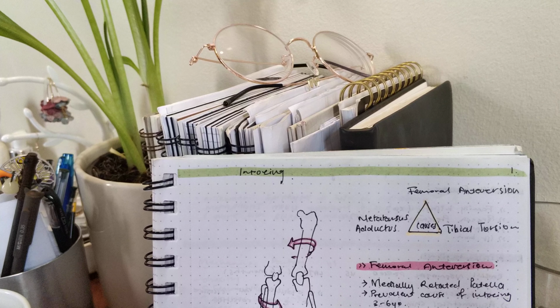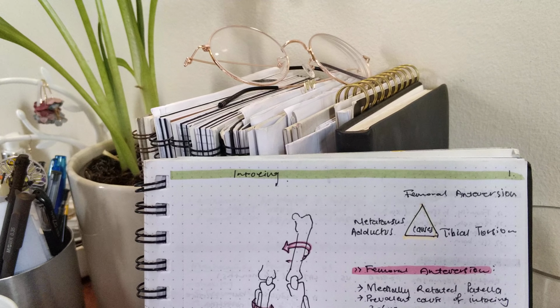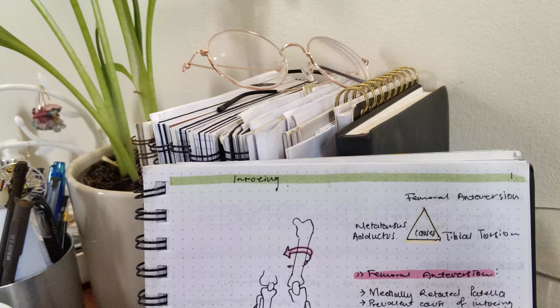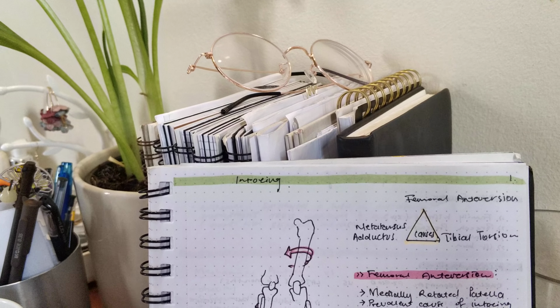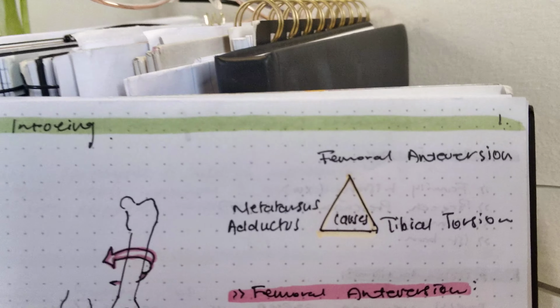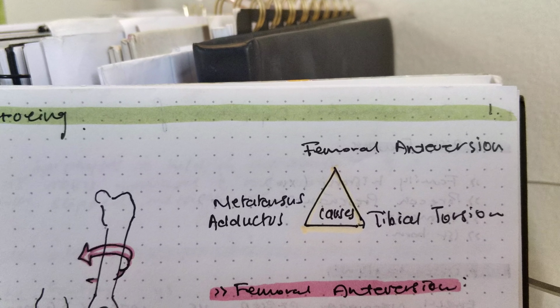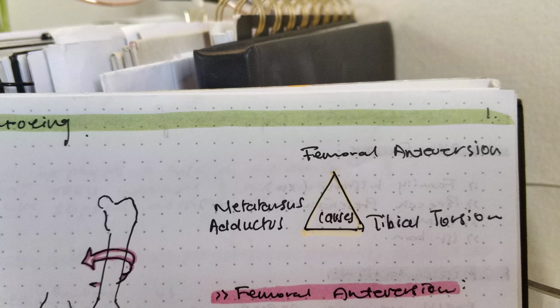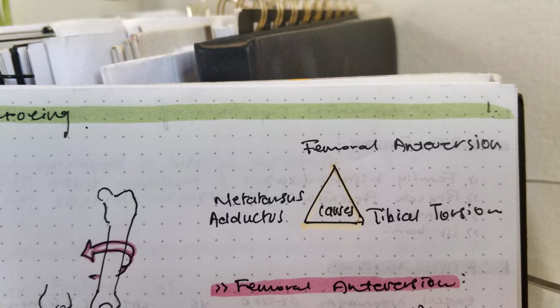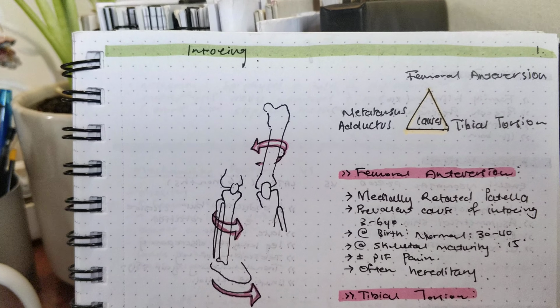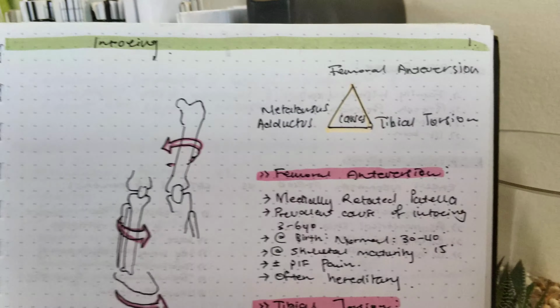Today we are going to be talking about intoeing, and we will attempt to cover all the important aspects in less than 5 minutes. Okay, so let's begin. The causes of intoeing are femoral anteversion, tibial torsion, and metatarsus adductus. That is evident in this illustration on the side.